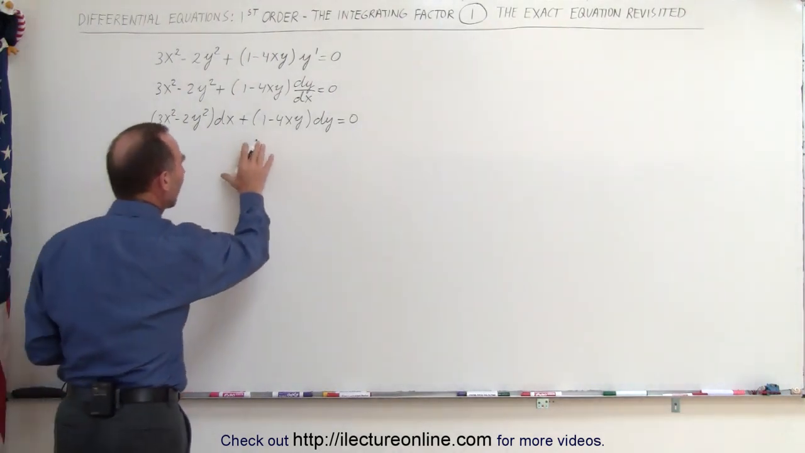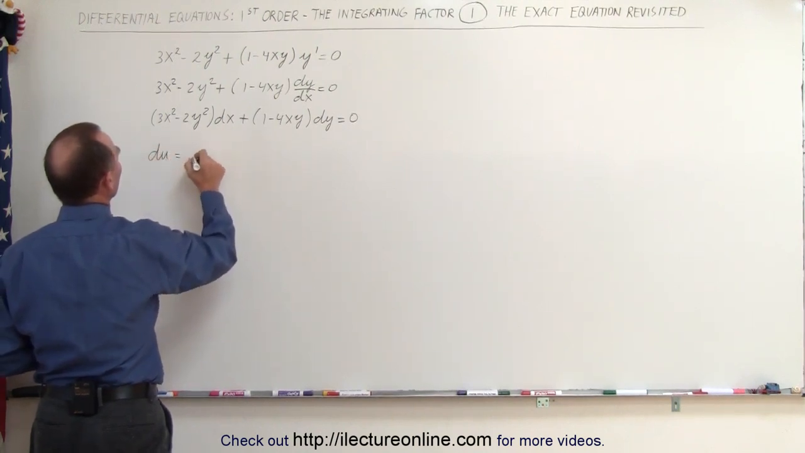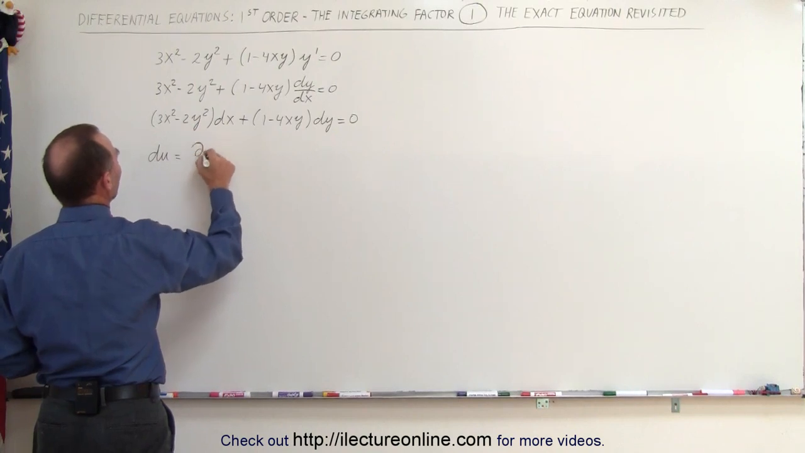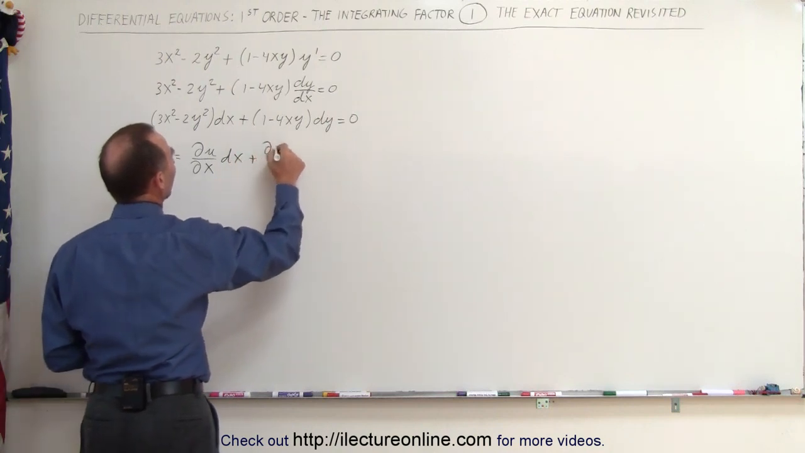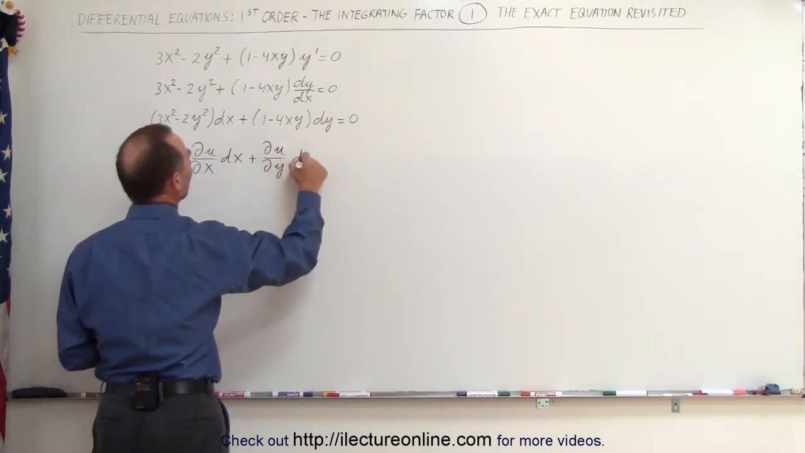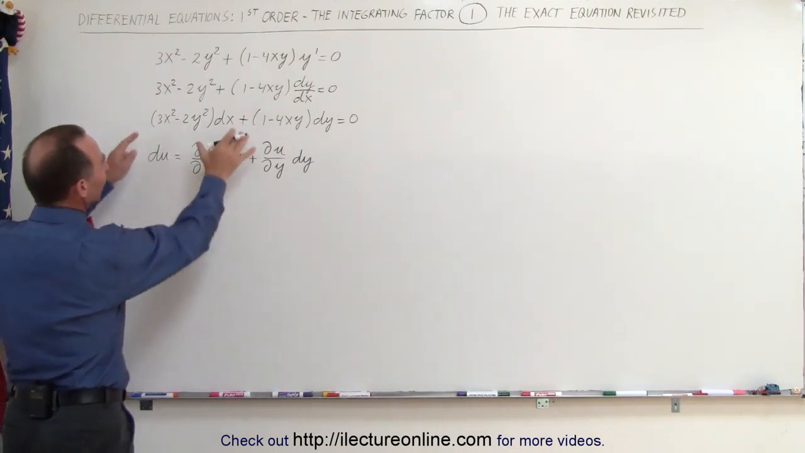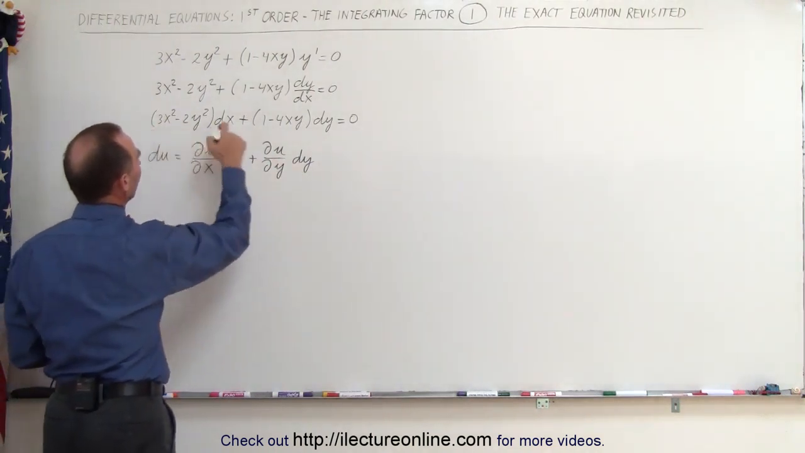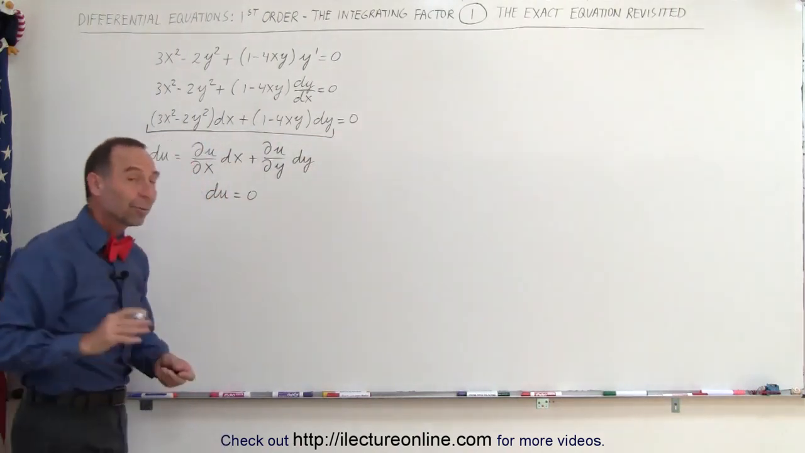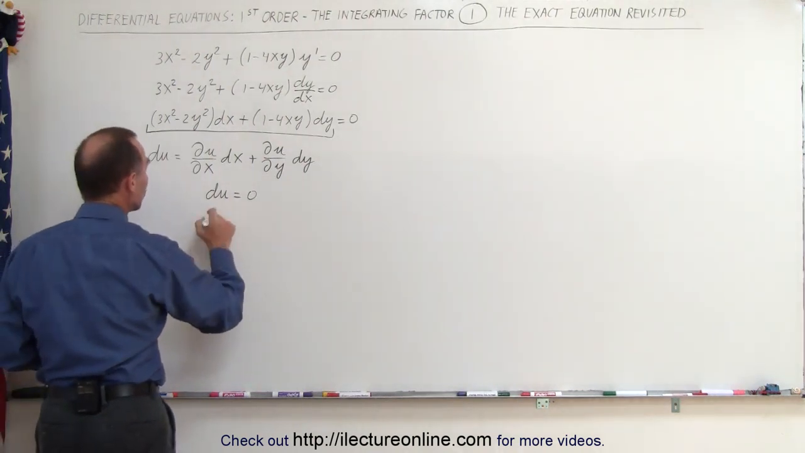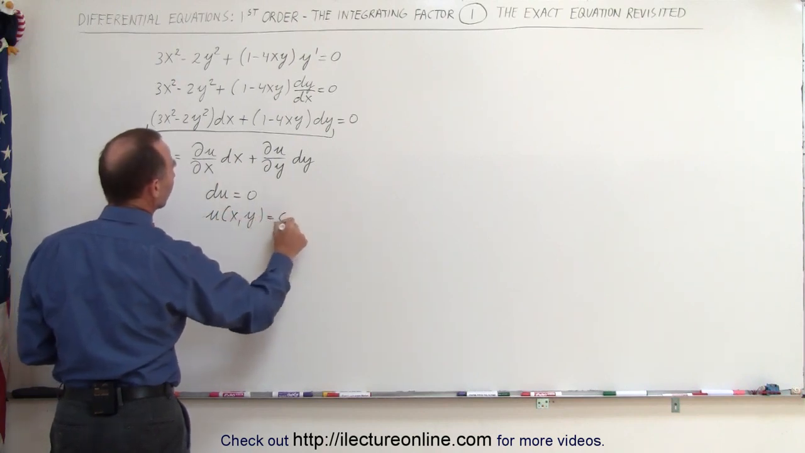If the left side can be written as du, that would be the partial derivative of u with respect to x times dx plus the partial of u with respect to y times dy, then this whole left side of the equation can simply be written as du equals 0. If we integrate that, we get u, which would have to be a function of x and y, equal to some constant.